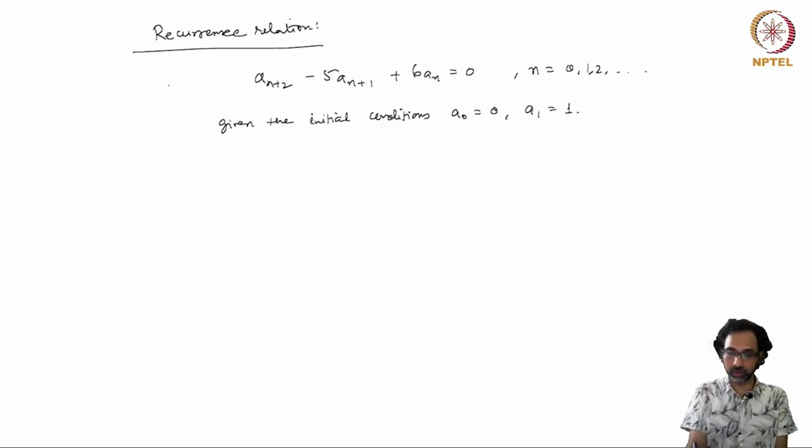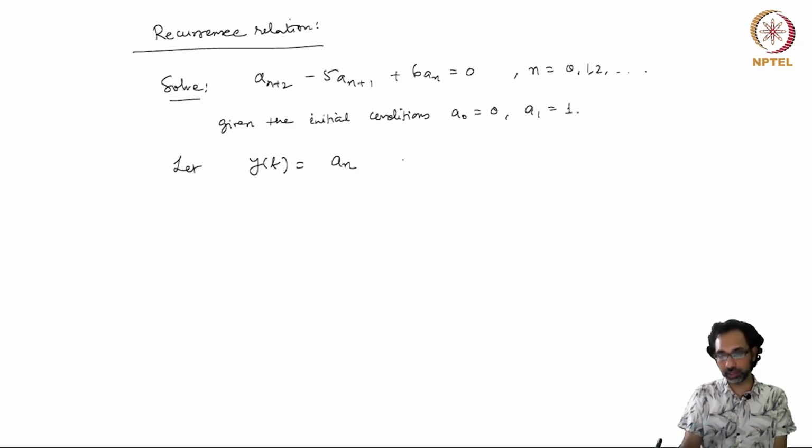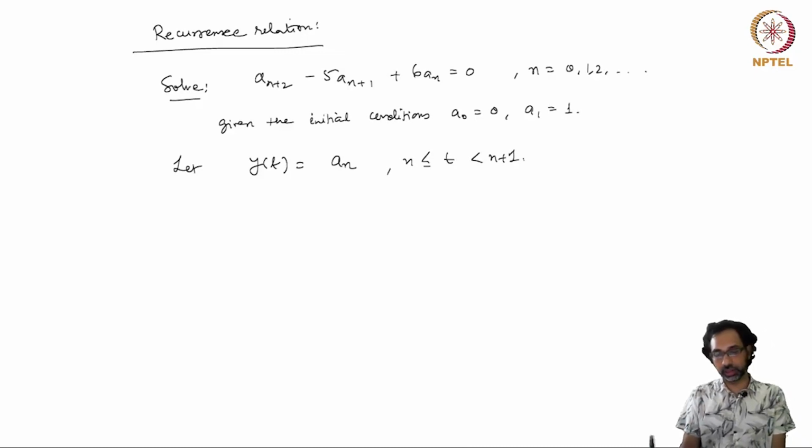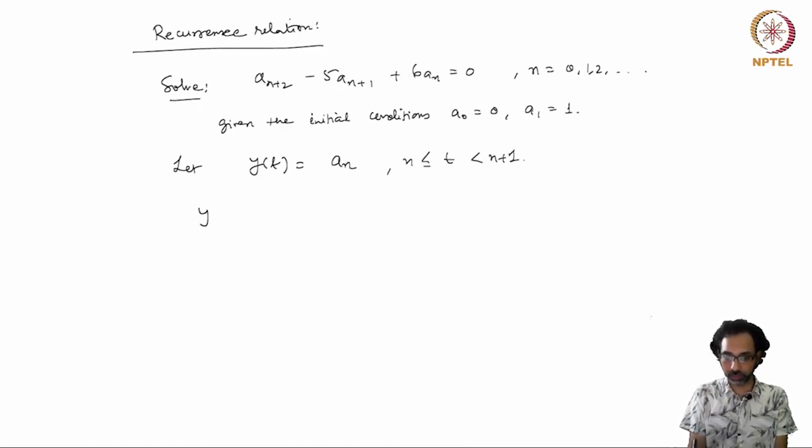So we want to solve such an equation. For this, let y(t) be given by a_n, where n ≤ t < n+1, and so we can rewrite the above equation as y(t+2) − 5y(t+1) + 6y(t) = 0.